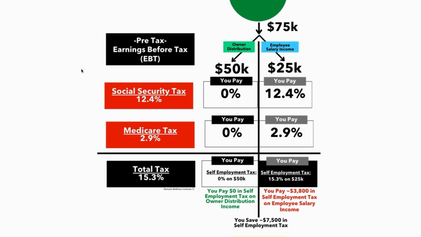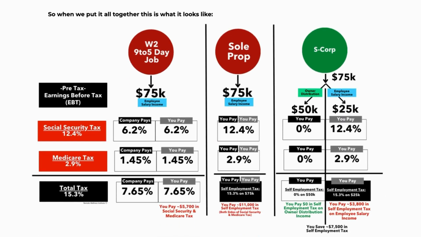So now, check this out. I'm going to go ahead and put everything together so you can see how this all breaks down, right? So in your W-2 9-to-5, on $75,000 in income, you would pay $5,700 in Social Security Medicare tax, okay? But then if a sole prop, because you didn't know what you were doing, you didn't understand the benefits of a corporation, $75,000, you pay $11,000 in self-employment tax, aka Social Security Medicare tax, both sides of it, right? But then if you're savvy and you understand how this game works, guess what you can do? You can actually go ahead and split it up because you have a corporation. And now guess what? You only pay $3,800 in self-employment and Medicare tax, which is actually lower than what you would even pay if you were a W-2 9-to-5 employee.